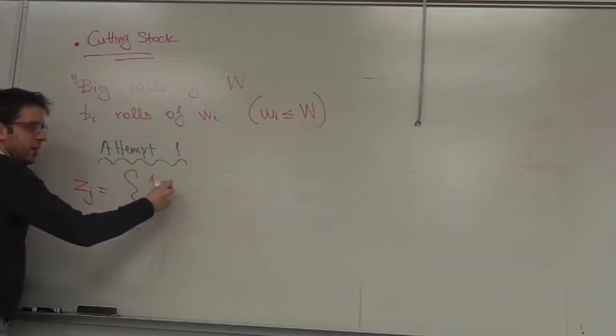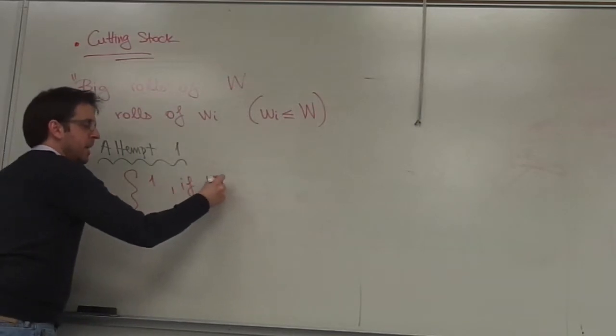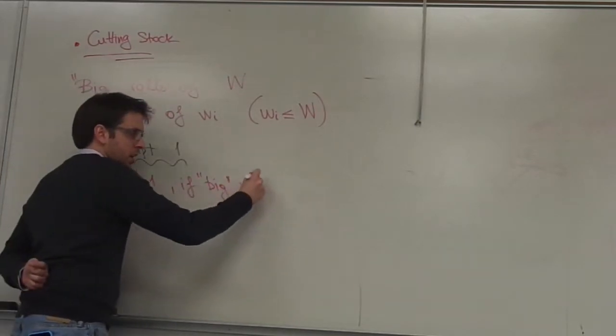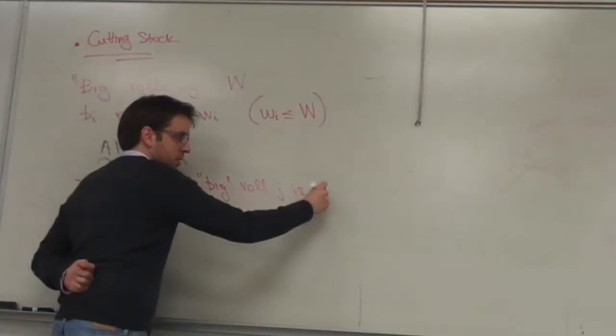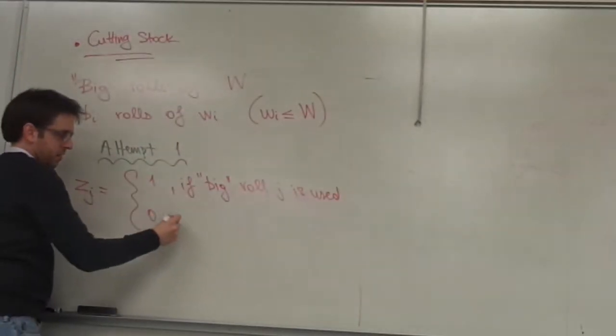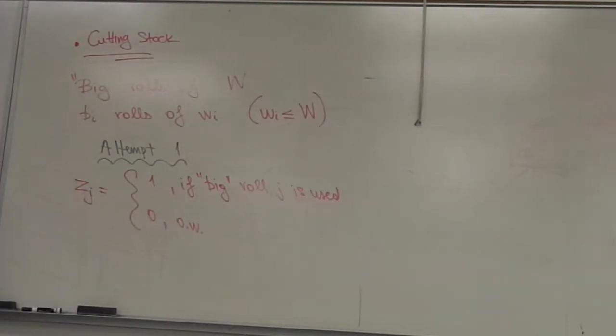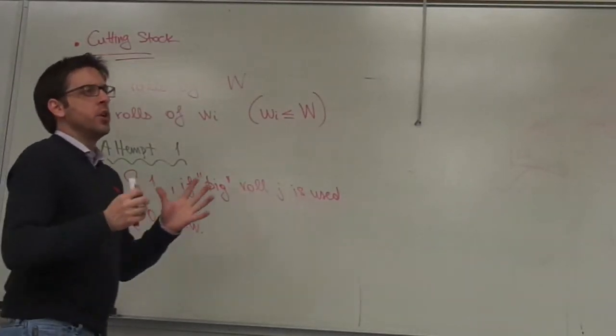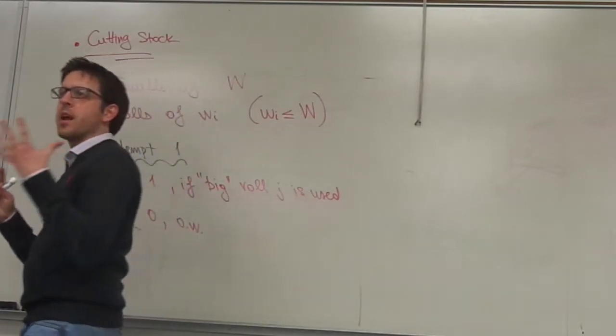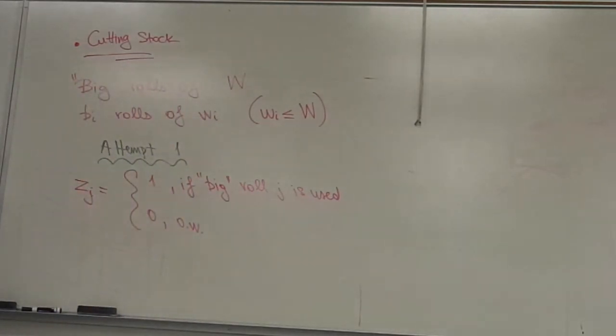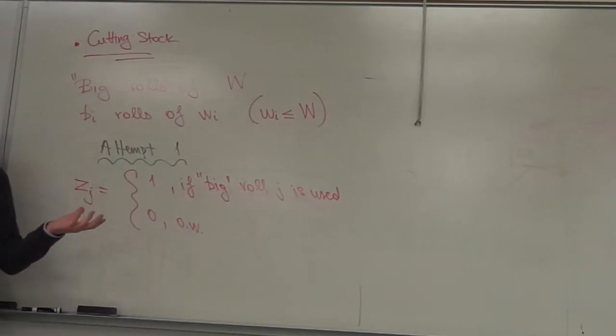And it's going to be 1 if big roll j is used and 0 otherwise. So I'm going to assume that there are big rolls in the inventory, and I'm going to ask for specific big rolls. I'm going to ask for big roll number 5, big roll number 9, big roll number 11. Since all big rolls are the same, without loss of generality, I could assume that it's not 5, 7, and 11, but instead 1, 2, 3, 4, right?